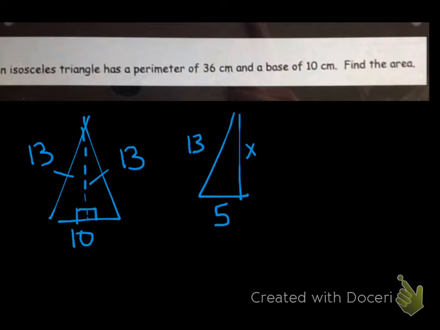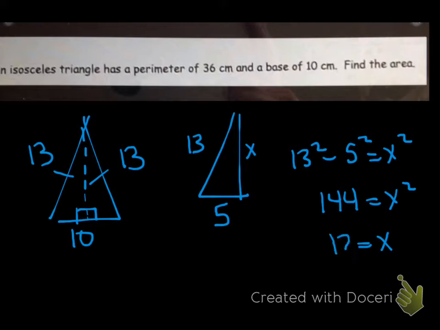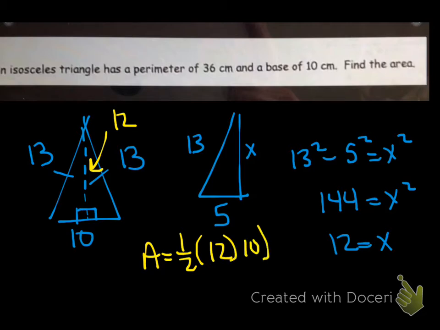I'm going to use the Pythagorean theorem, so I get 13 squared minus 5 squared equals x squared. That's 144 equals x squared, so x equals 12. So that means my height here equals 12. So the area is 1/2 times 12 times 10, and that means the area is equal to 60 centimeters squared.